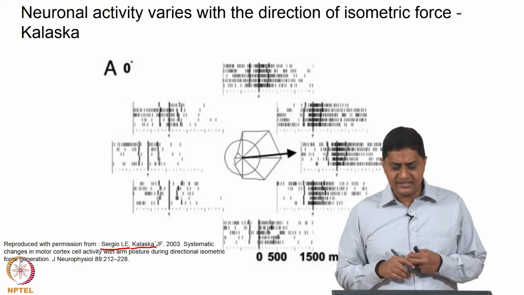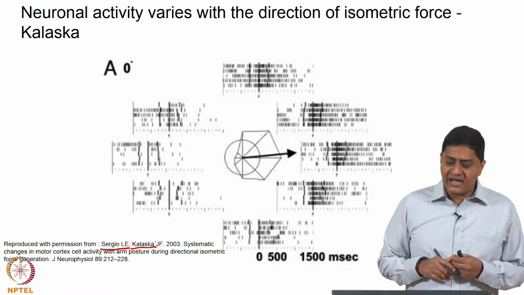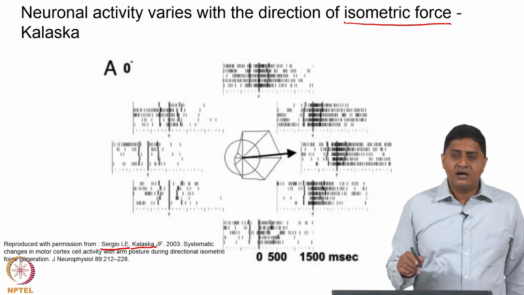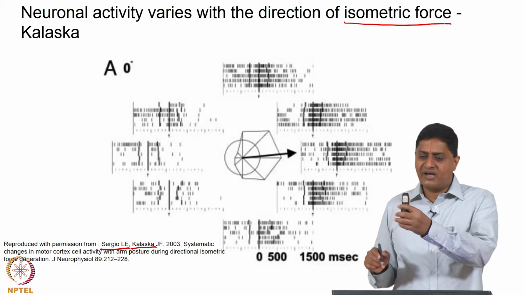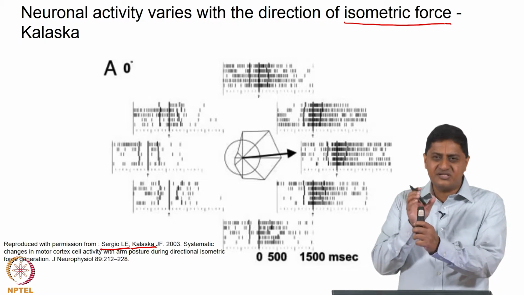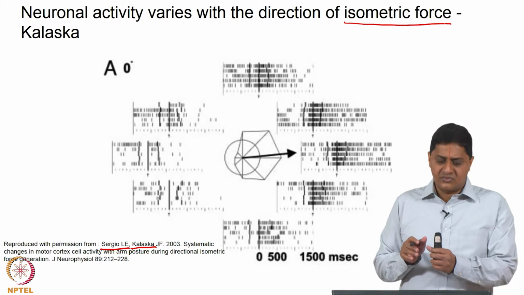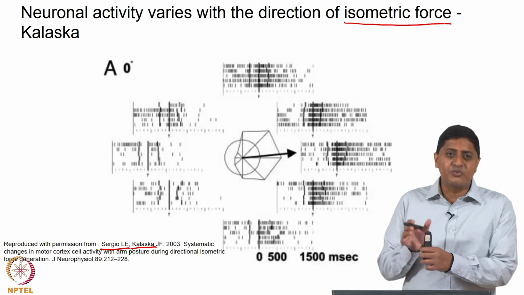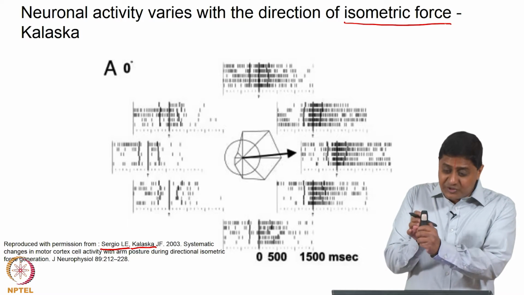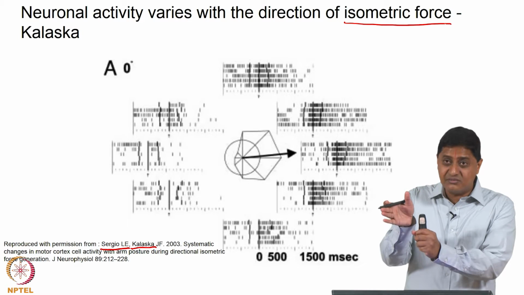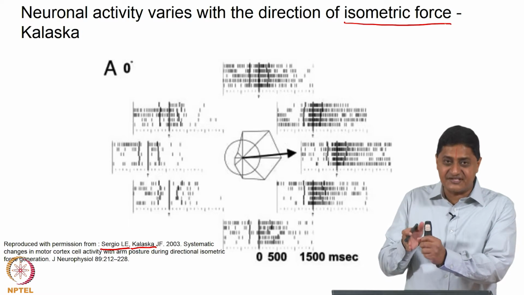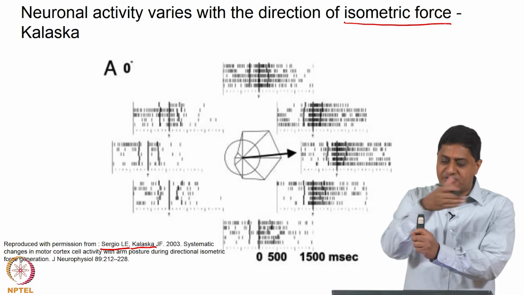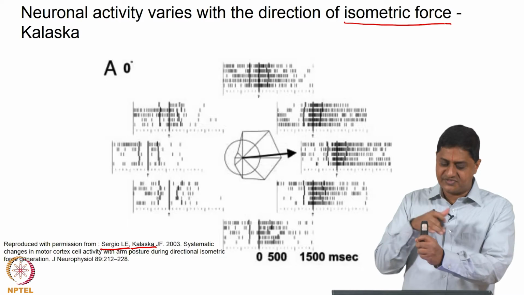Here what is presented is not an actual movement, this is the case of isometric force production. You have a manipulandum, an object that is immovable, strongly fixed to a table, and the monkey is given a cue as to which direction it is supposed to produce a force. It is trying to push this object in a particular direction, but it cannot push it because the object is fixed strongly. Now, I can push it in that direction, in many different directions, is it not?